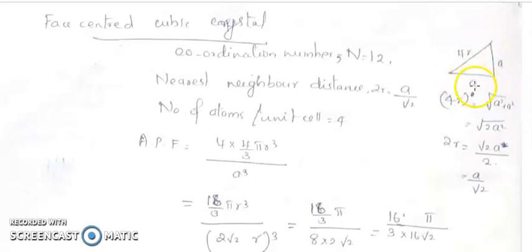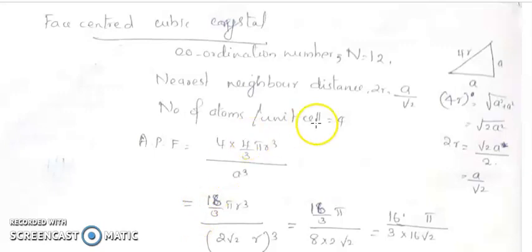Now you have to find the relation between a and r. The nearest neighbor distance is 2r. 4r is equal to the root of a square plus a square, that is 4r is equal to root 2 a. So 2r will be equal to root 2 a by 2, or a by root 2. We get the expression 2r is equal to a by root 2.